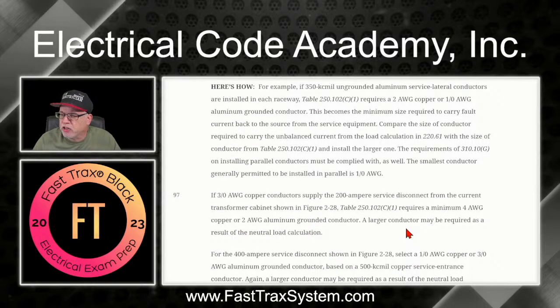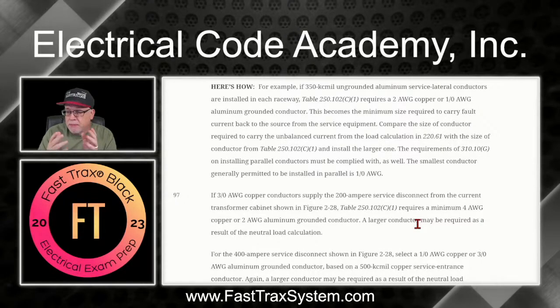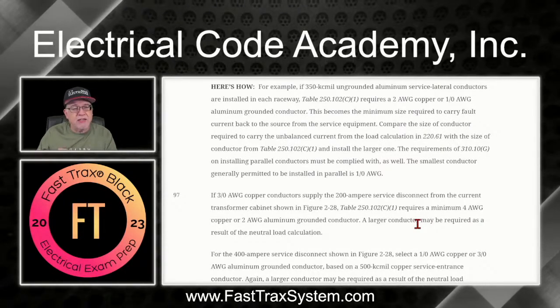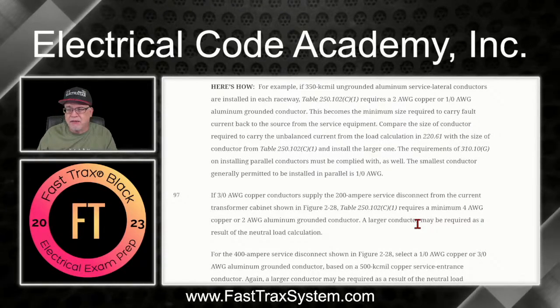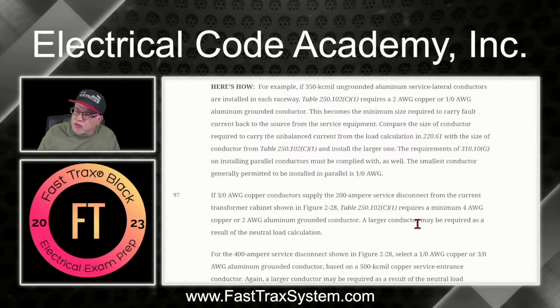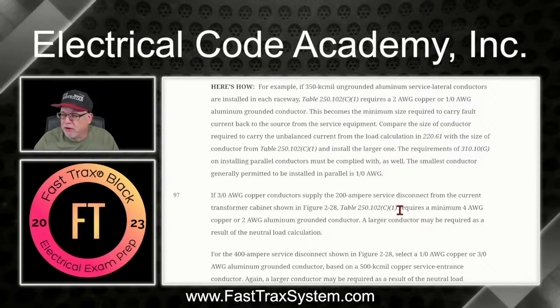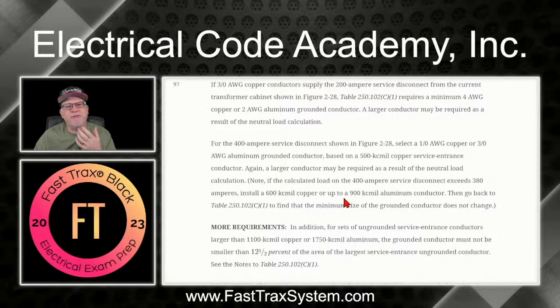A larger conductor may be required if you did a load calculation. So remember, that was the minimum required size based on 250.102(C)(1), based on what? That 3/0 copper that's supplying that 200 amp service disconnect. If the load calculation resulted in it being bigger than a 4 copper, then it has to be based on the load calculation. Right? So remember, 250.102(C)(1) is a minimum. Could be greater.